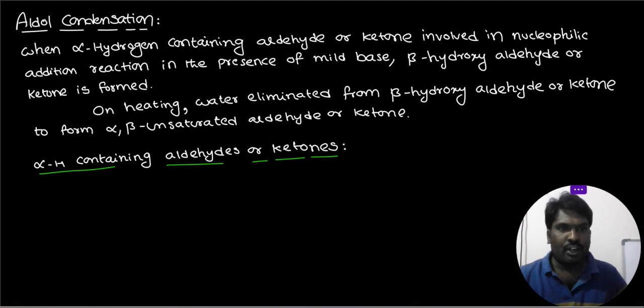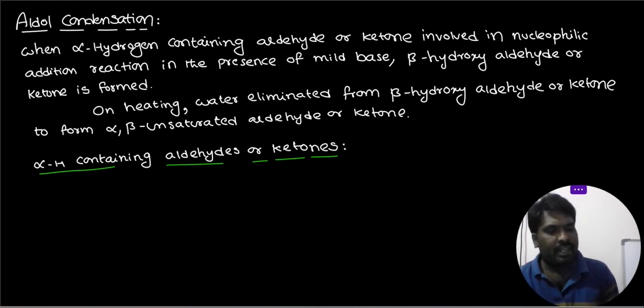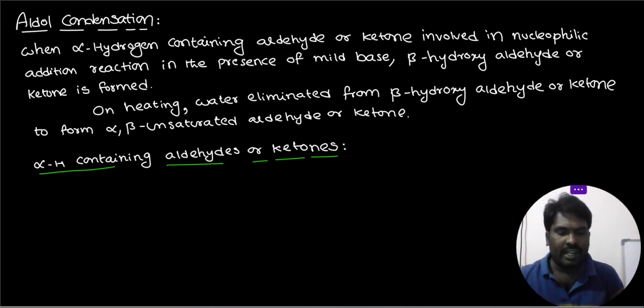When an alpha hydrogen containing aldehyde or ketone is involved in a nucleophilic addition reaction in the presence of a mild base, a beta hydroxy aldehyde or ketone is formed. On heating this compound, water is eliminated to form an alpha beta unsaturated aldehyde or ketone. Clear? So this is aldol condensation.